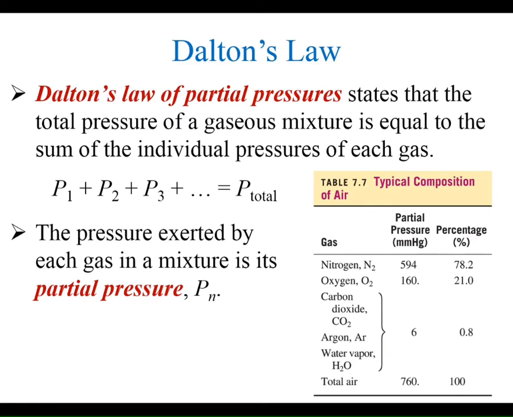So, for example, if nitrogen was 594 millimeters of mercury, pressure of oxygen was 160, and so on, you just add them together, and then the total pressure is 760. So you just add them right together.